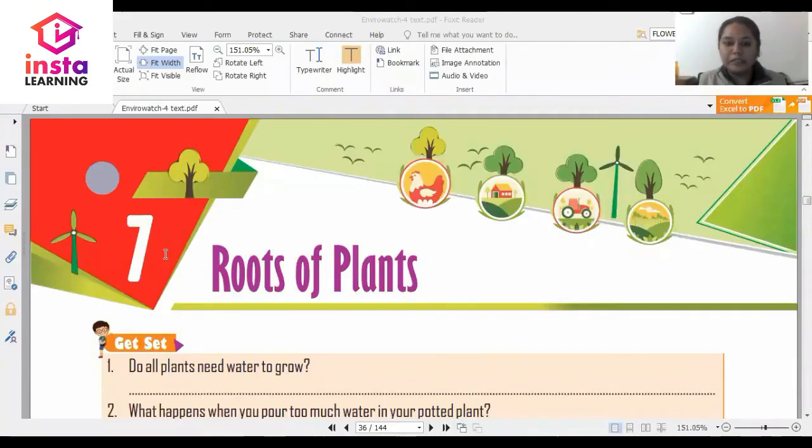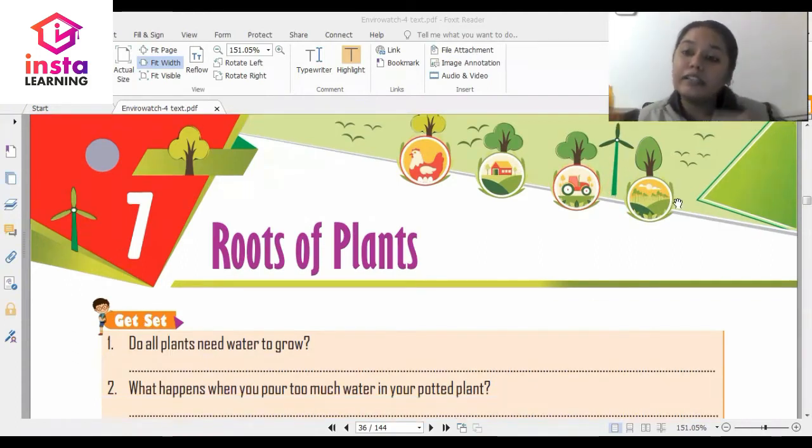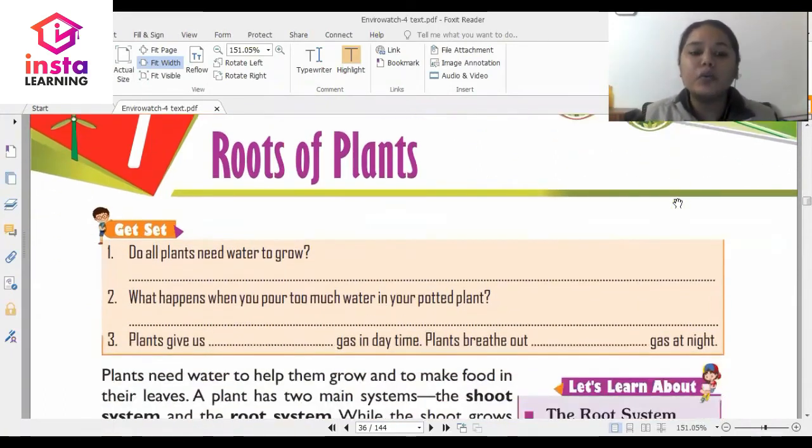And today from your book Enviro, we are going to be reading chapter number 7. So let us find out what this chapter is all about. So as I already told you, this is chapter number 7 and the name of the chapter is Roots of Plants. So we are going to study about what exactly is a root and what are the different kinds of roots.